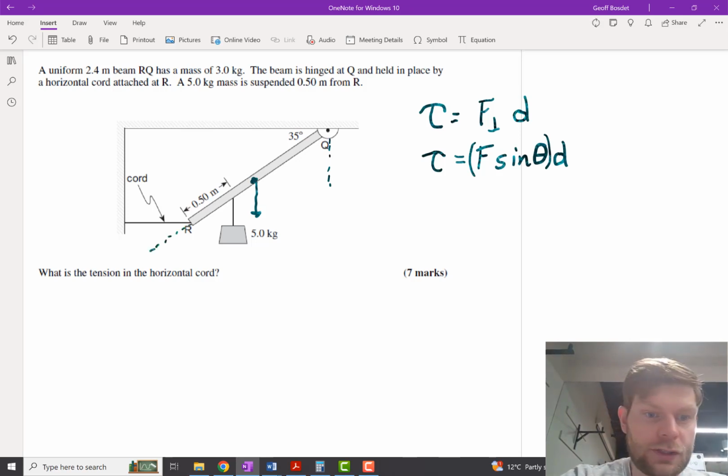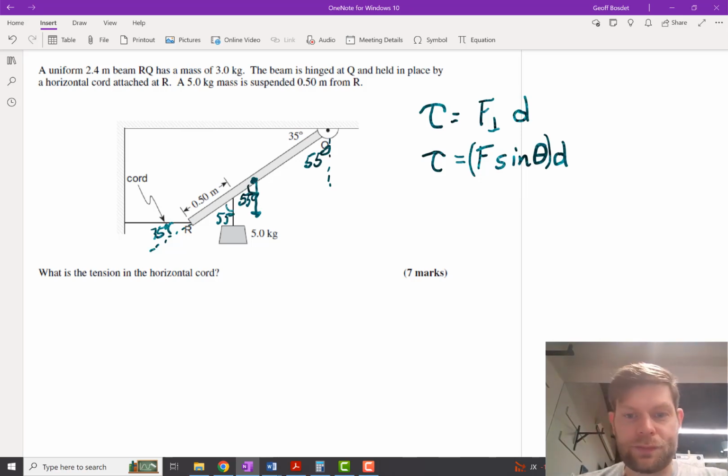Let's figure out angles first. So we've got an angle between the horizontal and the beam of 35. We can extend the beam if we want, so the angle the chord makes is also 35. Vertical to horizontal is 90 degrees, and 90 minus 35 will give us 55. These will add up to 90. So here's the angle between the vertical and the beam. Here's another angle between the vertical and the beam, so that will also be 55. And here's another angle between the vertical and the beam, so that will be 55 as well. We've got all our angles.